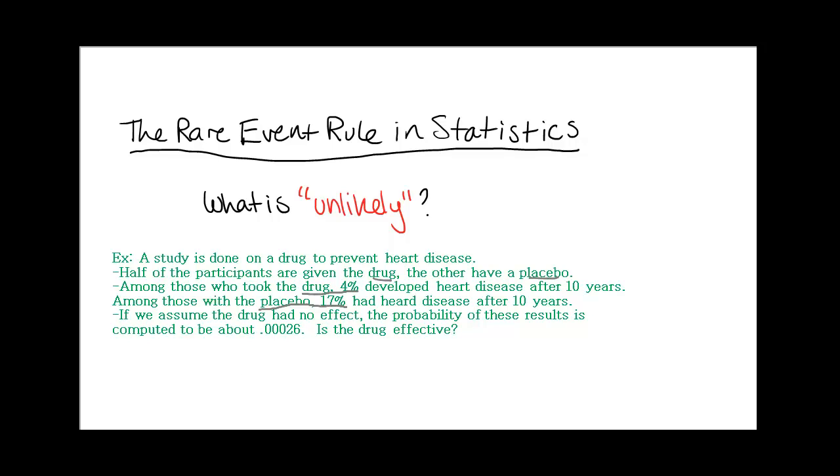Now this next calculation is not something we're going to be doing here, but we will talk about how to find this kind of probability later on. If we assume that the drug has no effect at all, so it's just as good as the placebo, the probability of getting these results is about 0.00026, or if we think of this as a percentage, this is 0.026%. Is the drug effective? Well, 0.026% is very, very small. We would say that it's very unlikely that we would get these results if the drug indeed had no effect.